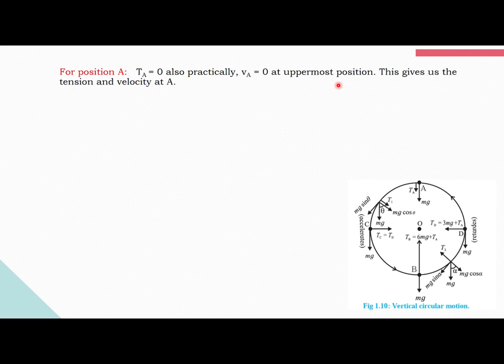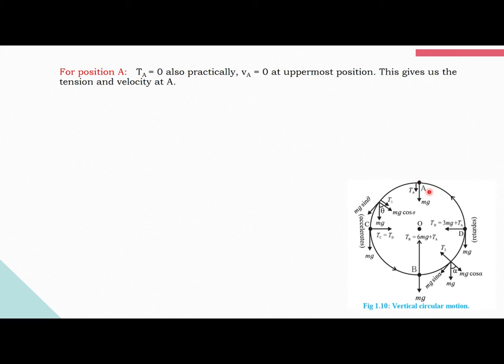For position A, TA is equal to 0. Also practically, VA is equal to 0, because here velocity is minimum at the uppermost position. This gives us the tension and velocity at A.